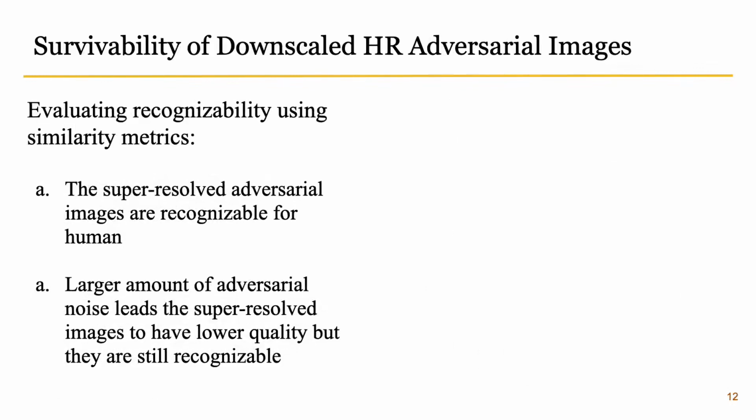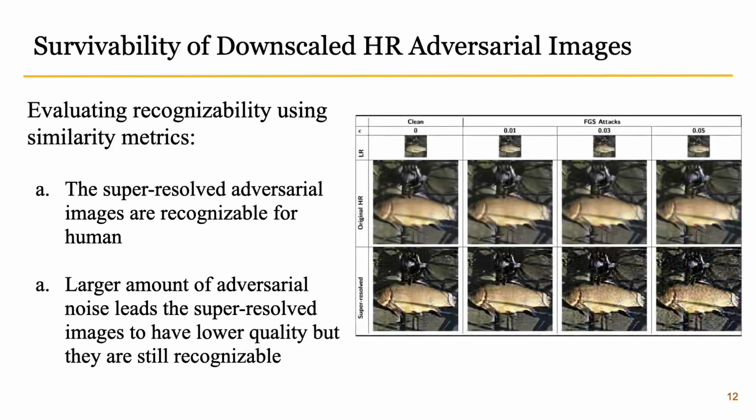The other property we consider for survivability is recognizability of super resolved images from low resolution adversarial images. The adversarial images are not recognizable for classifiers, while they are perceptually recognizable for humans. As is shown in the figure on the right side, the super resolved low resolution adversarial images are similar to the original high resolution images. Our experiments show a larger amount of adversarial noise leads the super resolved images to have lower quality, but they are still recognizable. We use the similarity matrix to measure how well this property of adversarial images is preserved by going through SRCNNs. Please read the paper for more information.